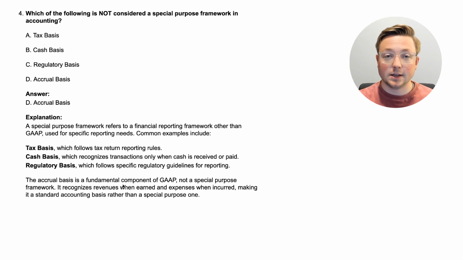Accrual basis is basically the fundamental component of GAAP. It's not a special purpose framework. It, of course, recognizes revenues when earned and expenses when incurred, making it a standard accounting basis rather than a special purpose one. Really straightforward. Accrual basis is the typical GAAP accounting basis. And when you hear cash basis, modified cash basis, maybe even tax basis or regulatory basis or contractual basis, those are all special purpose frameworks that are not GAAP, and so they have to have different titles. Let's go to the next question.